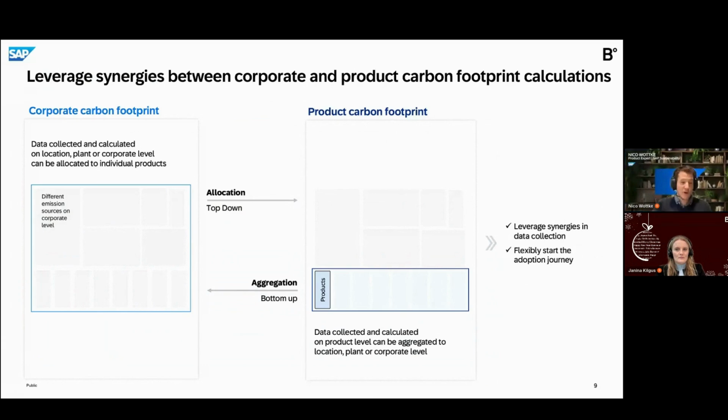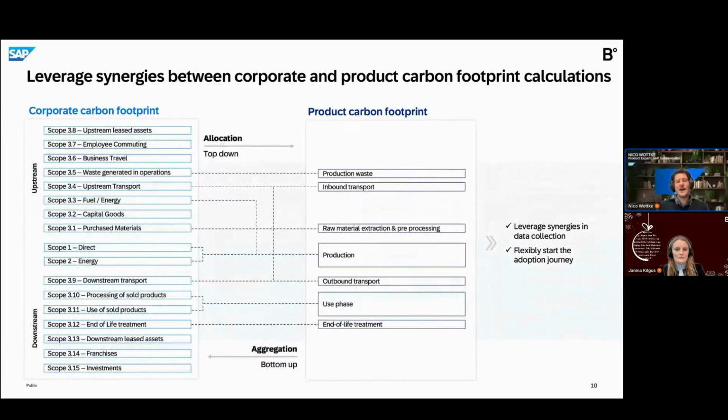like in CSRD. The slide then again visualizes that we are really able to calculate on the corporate carbon footprint level all the GHG scopes and categories as per the GHG Protocol, and on the product carbon footprint the entire product life cycle, cradle to grave, and then with this allocation and aggregation combine all the data.